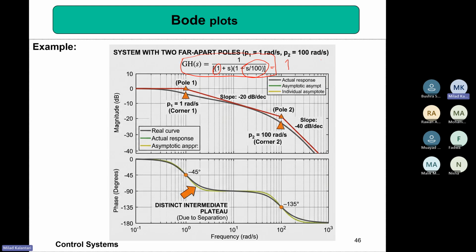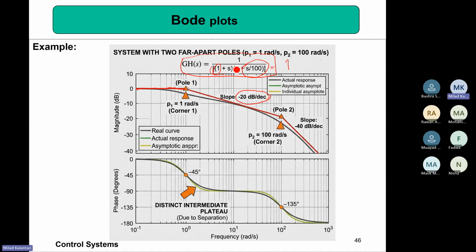And then 20 log of 1 is 0, right? The log of 1 is 0. So we start from 0. And then again, we are assuming everything is constant, right? Until the first pole. It's just a simplification. And after reaching the first pole, the magnitude starts dropping with the slope of the first pole.